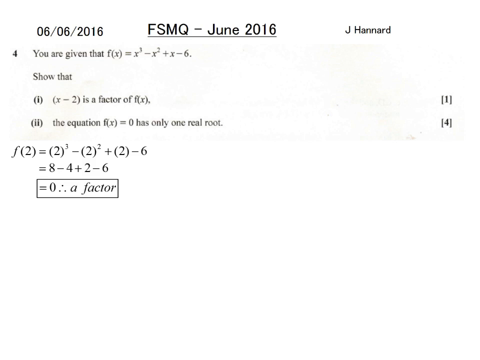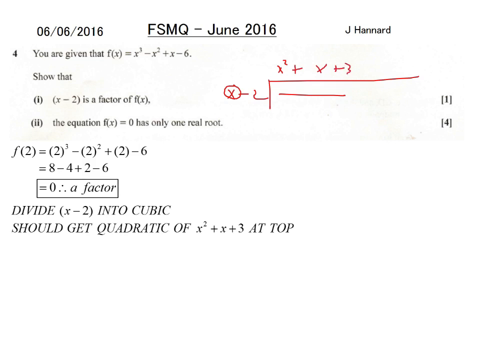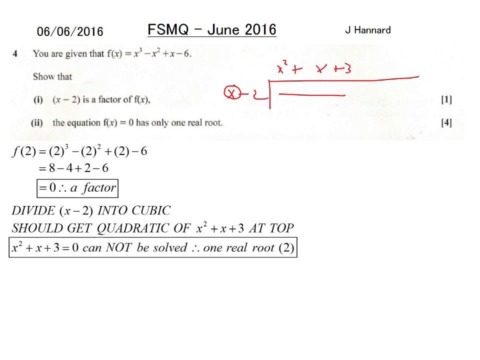And then what you do here is you divide x minus 2 into the cubic, so you'd get your bus shelter like that, and you'd say x minus 2 and then the cubic, and you'd say what do I times that by to get that? You'd say x squared, and you should end up getting a quadratic on the top of x squared plus x plus 3, and then x squared plus x plus 3 cannot be solved, therefore it's only got one real root, which is 2.